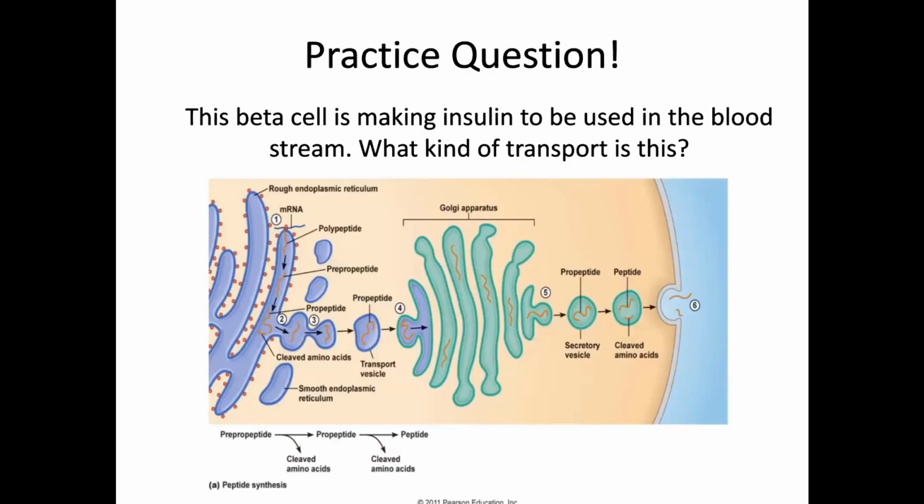So let's take this information and practice working with it, because you know your exam is this week as well. So here is a practice question for you. This is a beta cell and it's making insulin. The insulin is going to get used in the bloodstream. What kind of transport is this?